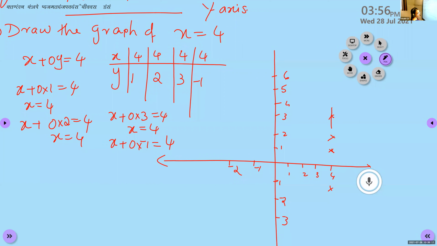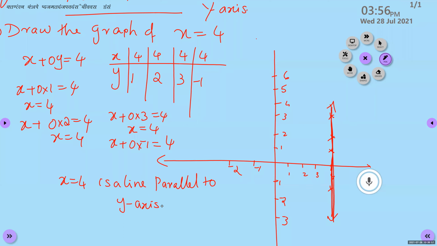If we join the line which passes through 4, which is cutting the x-axis at the point 4, this line is parallel to which axis? This line is parallel to y-axis. Y-axis, correct. So what we got? Our graph is x equal to 4, a line parallel to y-axis. And we want to draw this.